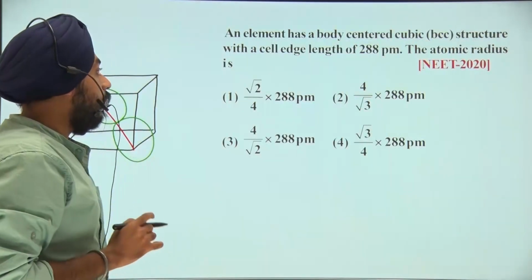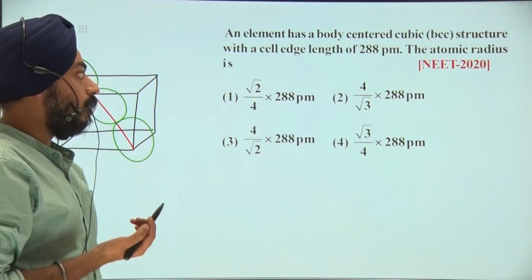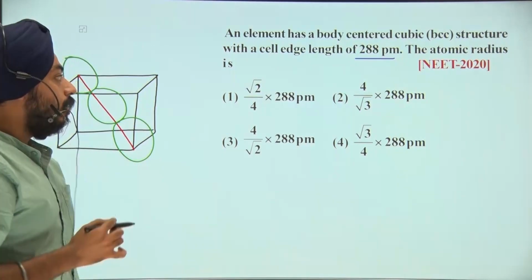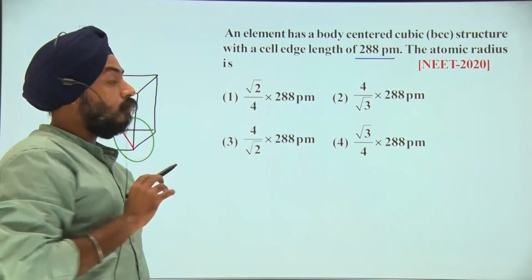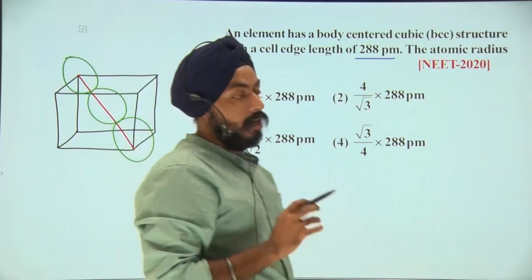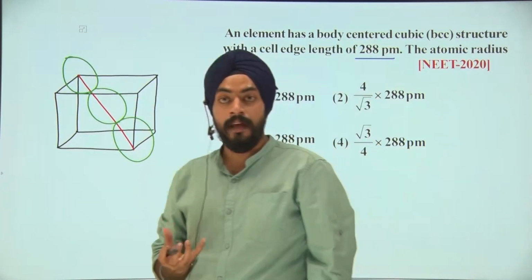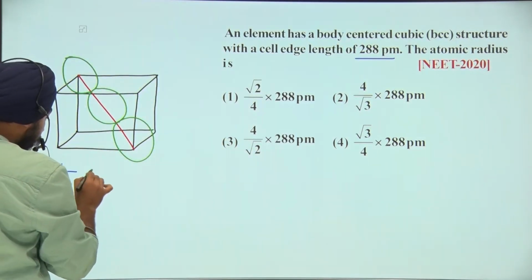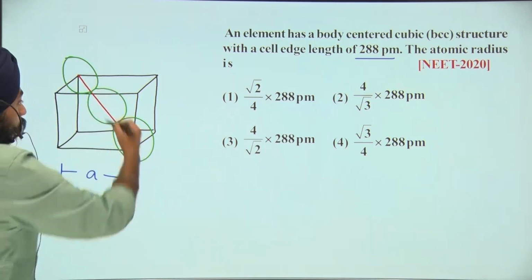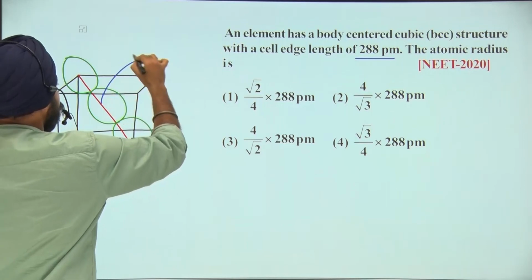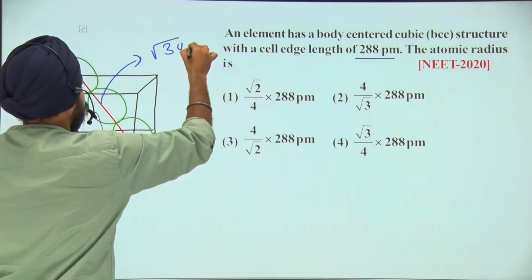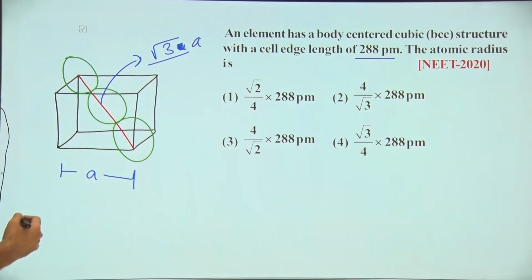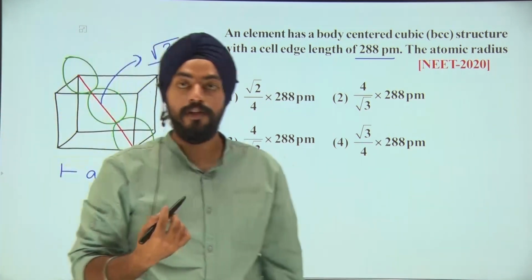Our question is: an element has a body-centered cubic structure, that is BCC structure, with a cell edge of 288 picometers. What is the atomic radius? Students, in a BCC structure the atoms are present at the corners as well as at the body center. If the edge length is a, the length of the body diagonal will be root 3a by Pythagoras theorem.